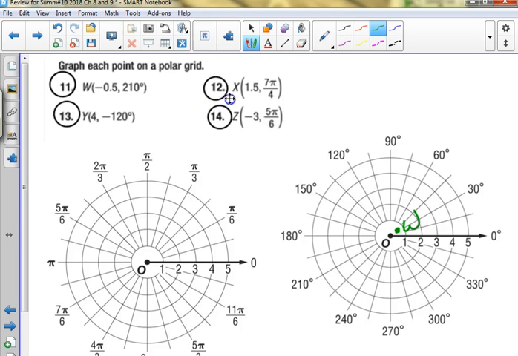Okay. Number 12 is in radians. 7 pi over 4 is where, guys? You'll have a unit circle, right? So you'll be able to find 7 pi over 4 if you're confused. 1.5 would be here, and that's x. Am I losing anybody? Going too fast?